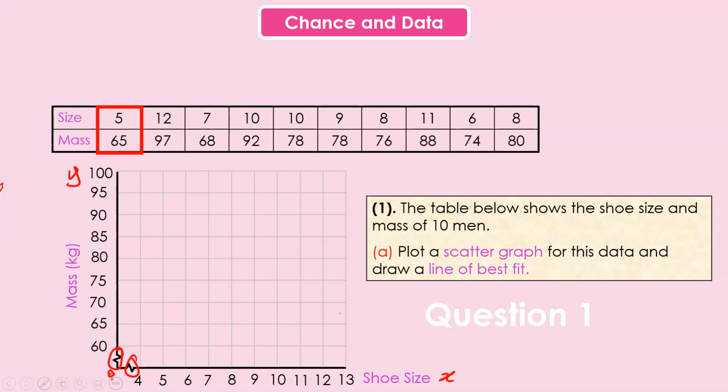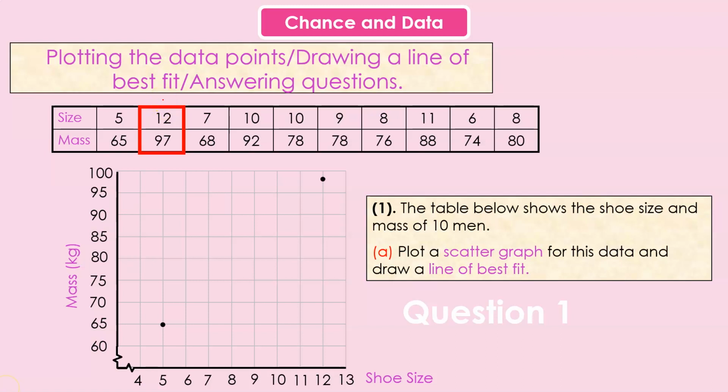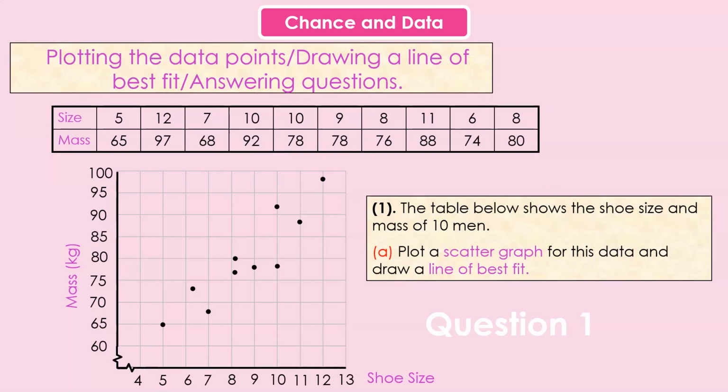So the first data point we've got is the first person has a shoe size of 5 and their weight is 65 kilos. So what we can do is find that on our graph, and what we end up with is 5 on the x-axis and 65 on the y-axis. Then we move on to the next person, which is what this point represents, and that's 12 and 97. Then we can move on to the third point, which is 7 and 68, which fits in there. And slowly we build up all our points going along the table until we've completed all of the values from the table. So that's our scatter plot.